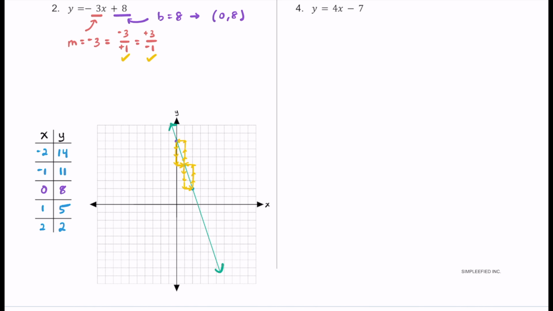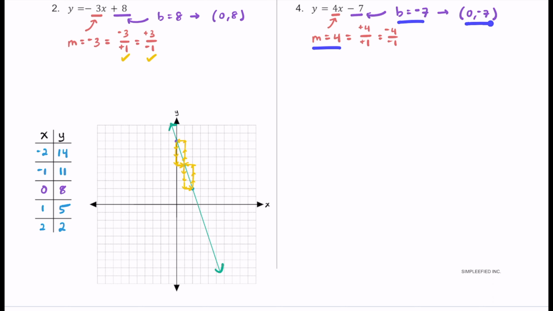For number 4, we have this equation y is equal to 4x minus 7. So this 4 tells us the slope, so we can say that m is equal to 4. But thinking about that as a ratio, that can either be a +4 and +1, or we can say that's going to be a -4 and a -1. Either way, we get a +4 for the slope. Now this -7 is going to be b. b is equal to -7, and that tells us our y-intercept. Our y-intercept is going to be 0, negative 7.